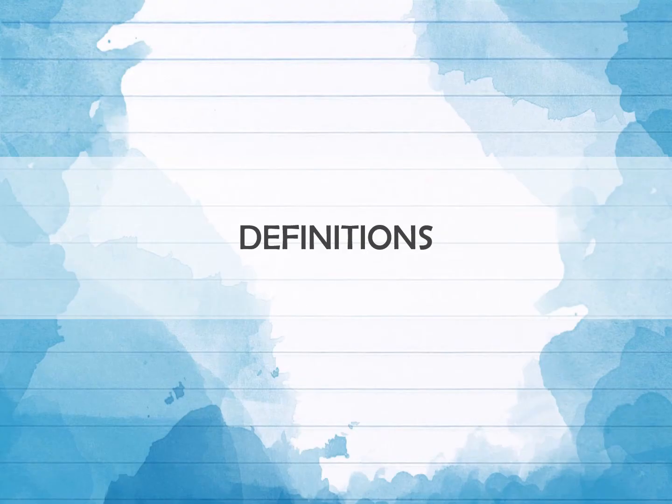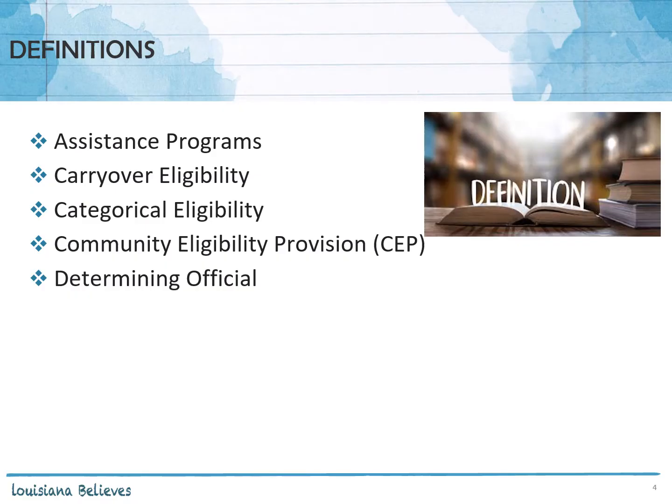We will be discussing a lot of different topics with acronyms throughout this presentation, so the next few slides will cover an overview of definitions. Assistance programs. The receipt of benefits by any household member from certain assistance programs conveys categorical or automatic eligibility for free school meals to all children in the household.